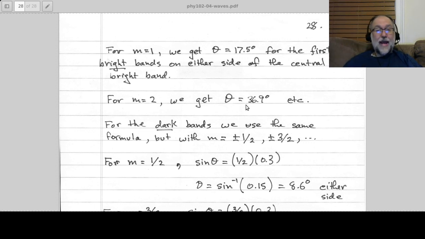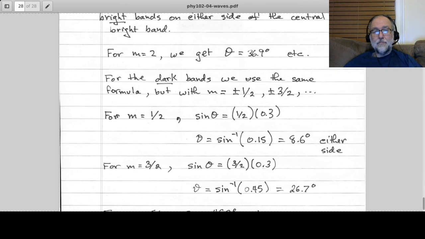Okay, the dark bands, though, for double slit, you use the half integers for M. So the first dark bands happen at a half. Same formula, but now for M you put in a half. And so you're going to get a half of 0.3 or 0.15. The inverse sine of 0.15 is 8.6 degrees. So the first dark bands occur at 8.6 degrees on either side of the central bright band. Central bright band at 0 degrees. Beside those are the two dark bands, and they occur at 8.6 degrees on either side.